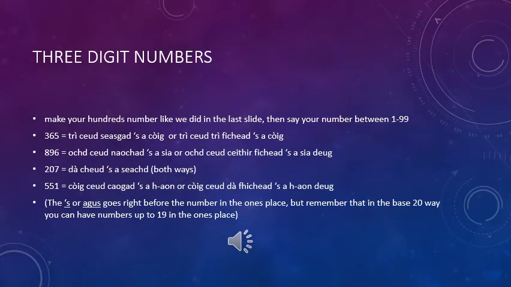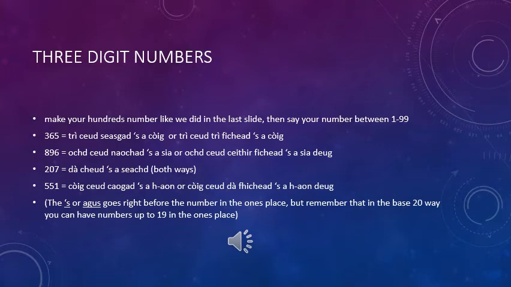Three-digit numbers. Let's have a look at how to make those. So you make your hundreds number just like we did in the last slide. Then you say your number between 1 and 99. So 365 is 3 ciat shesket a coig, or 3 ciat 3 fichet a coig. 896 would be 8 ciat neuchet a shia, or 8 ciat ceher fichet a shia geach. 207 would be 10 ciat a sheach, both ways.